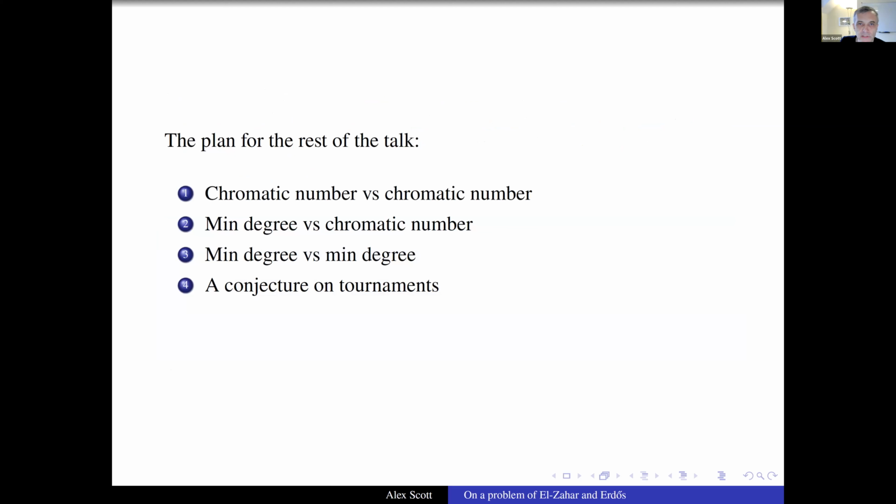Right, so here's what I'm going to do in the rest of the talk. It'll come in 4 pieces. First I'll talk about the original El-Zahar Erdős problem, that's chromatic number versus chromatic number, both anti-complete to each other. Then I'll talk about our first result, that's minimal degree versus chromatic number, anti-complete again. Then I'll talk about min degree versus min degree, which was the second result I mentioned. And at the end, I'll talk a little bit about tournaments and mention a related conjecture on tournaments. Okay, so that's the plan for the rest of the talk.